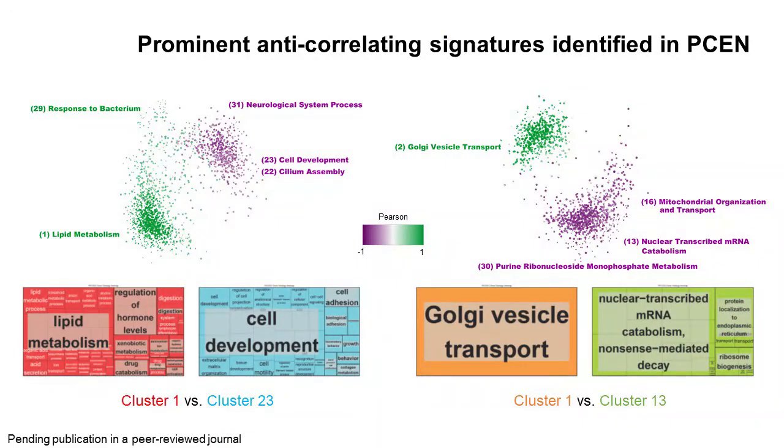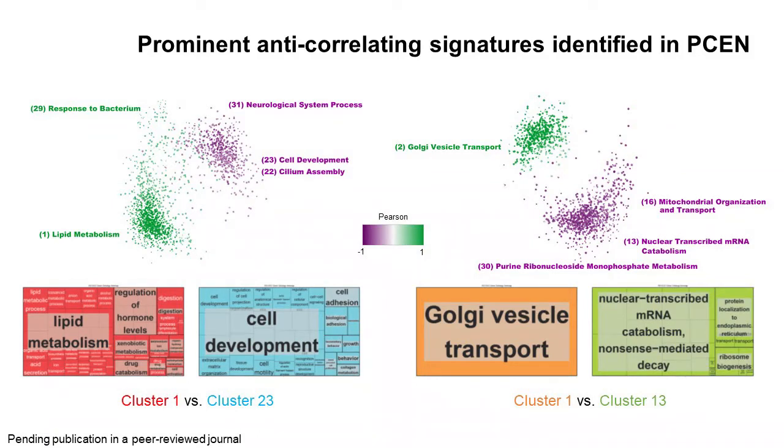So what we were first interested in was looking into what these strong anti-correlating signatures are. We identified two separate sets of signatures. The first one being between cluster 1 and cluster 23, where cluster 1 was enriched for processes involved in lipid metabolism, and cluster 23 was enriched for cell development. And conversely, cluster 2 and cluster 13, where cluster 2 was enriched for Golgi vesicle transport, and cluster 13 was enriched for nuclear transcribed mRNA catabolism.